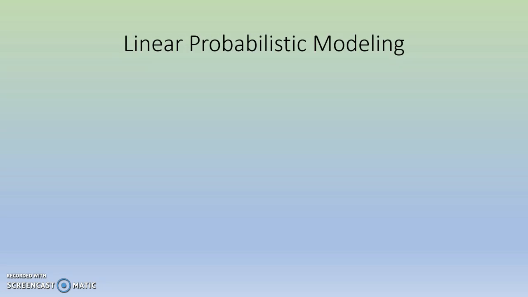What is linear probabilistic modeling? In basic terms, the linear probability model is a form of a binomial regression model. This regression model boils down to the Bernoulli trial. The Bernoulli trial is described as a random experiment with only two outcomes, success or failure.